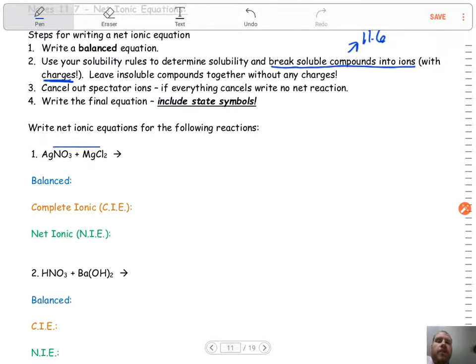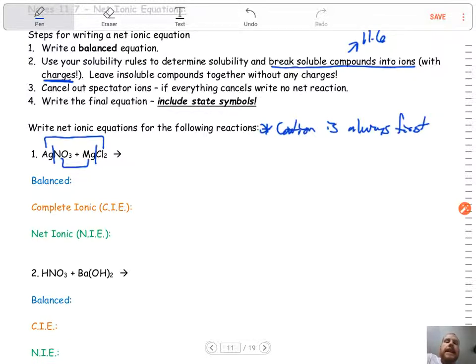So first things first, to predict products, split up our compounds. You should be good at that by now. Cations go with the other anions. So draw your arrows if this helps you to say, okay, these are the ones that are going to match up. Remember, cation is always first when you write a new compound.